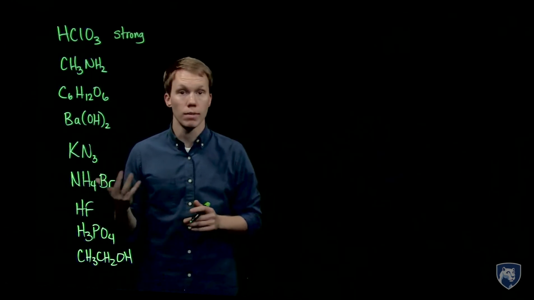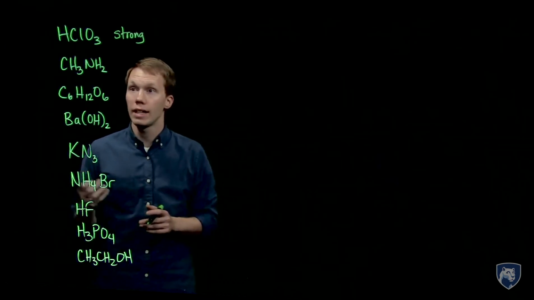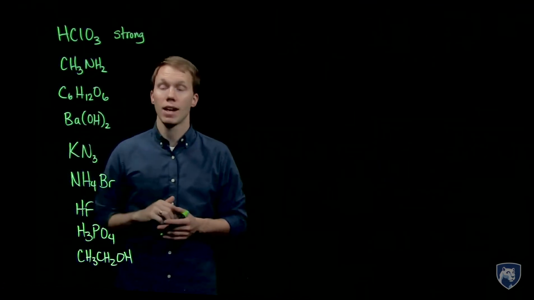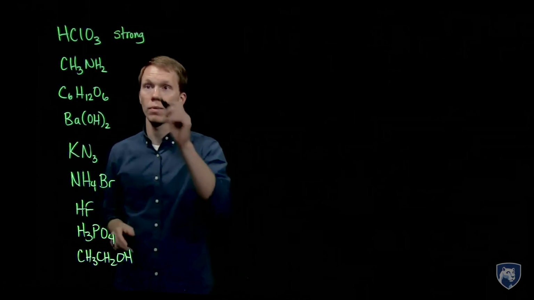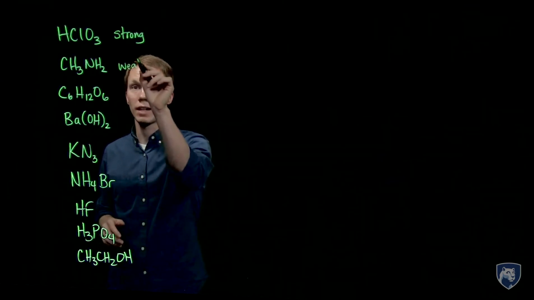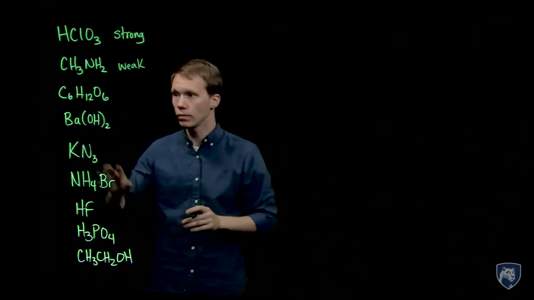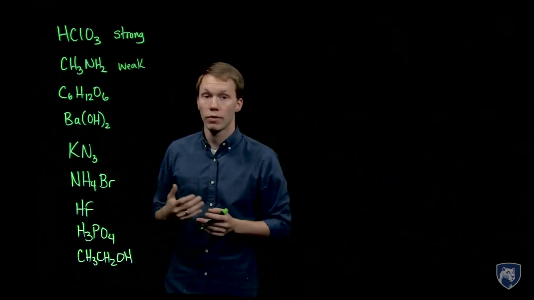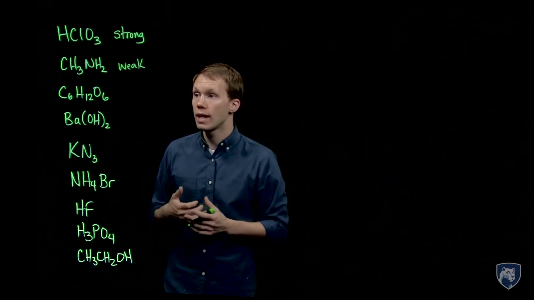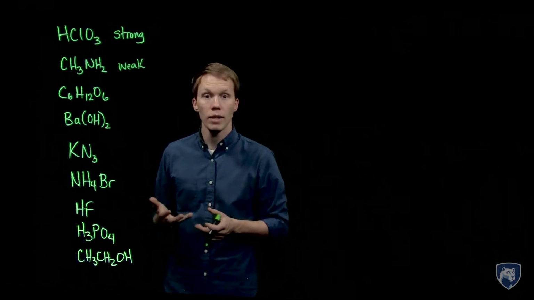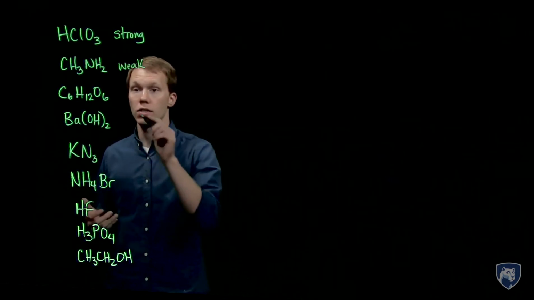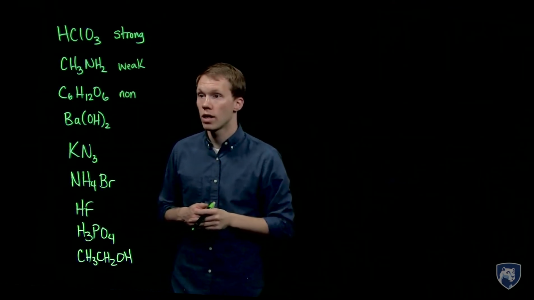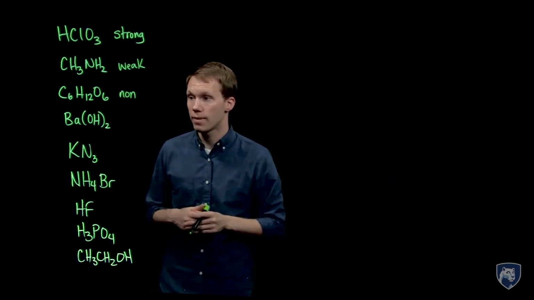CH3NH2. So it's a molecular compound. It will be a base because it has this NH2 group. So this would be a weak electrolyte. C6H12O6. This is the molecular formula for glucose, and we are familiar with the fact that sugar does not conduct electricity in water, and so it's a non-electrolyte.